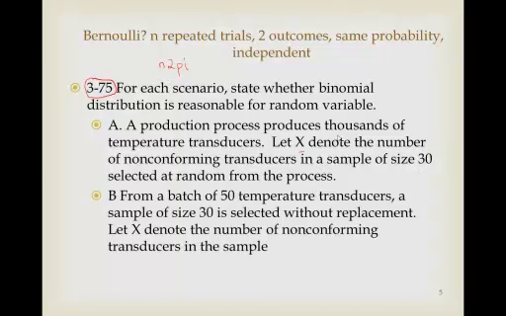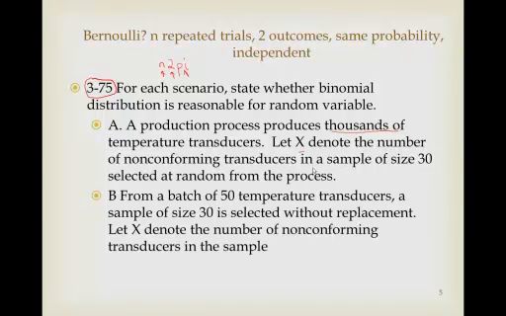So let's look at this. We've got thousands of transducers. We're picking 30 of them at random from a huge population. So have we got a set n? Absolutely, it's 30. Is it 2 outcomes? Well, it either conforms or it doesn't conform. Yep, so it's 2 outcomes. Do we have a specific probability? Let's see, for this particular sample being conforming or non-conforming?